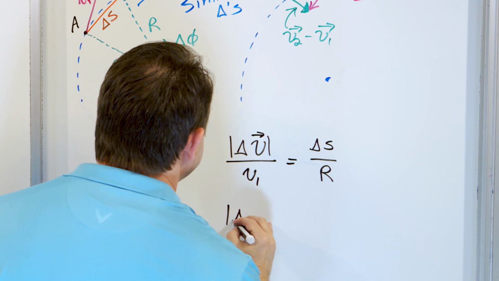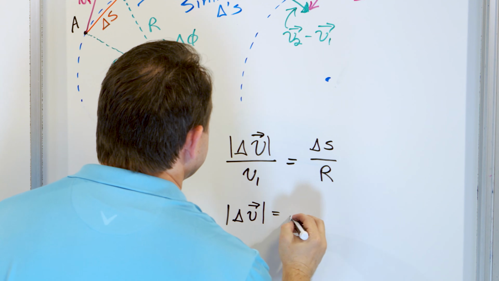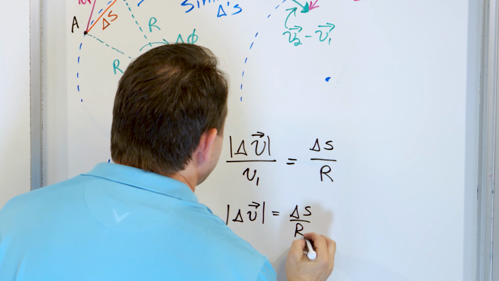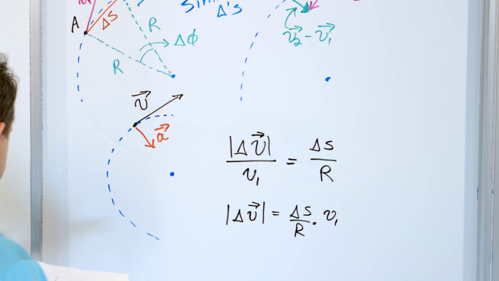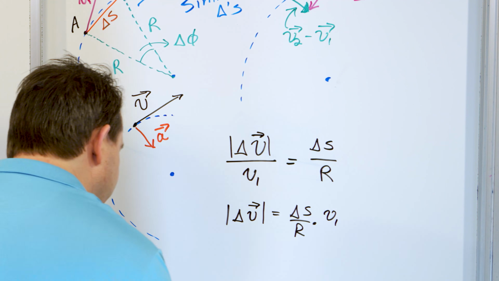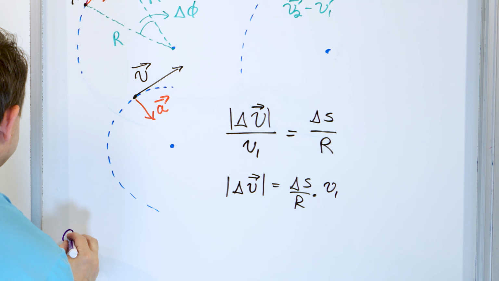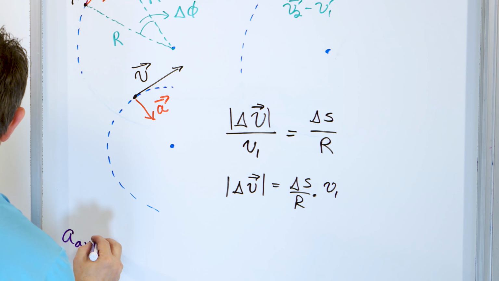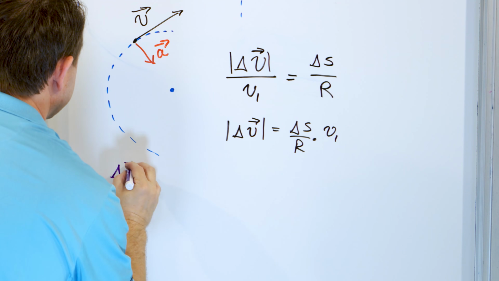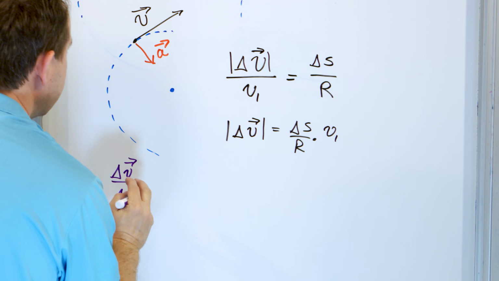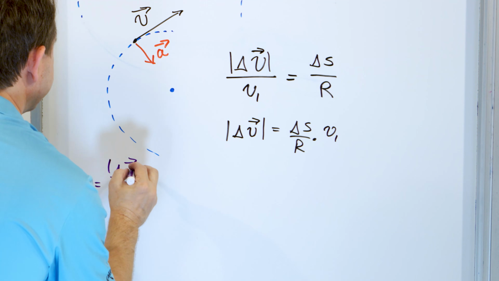So we're going to say the magnitude of the change in the velocity is going to be delta S divided by R multiplied by V1. All we did was multiply by V1 and bring it over here. Now we have to bring it home. What we want to calculate is the average acceleration, which is delta V as a vector divided by delta T. But now we know what the magnitude of delta V is. I guess I could put absolute value around there.